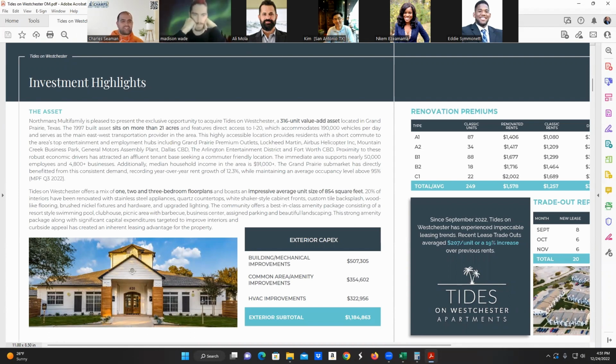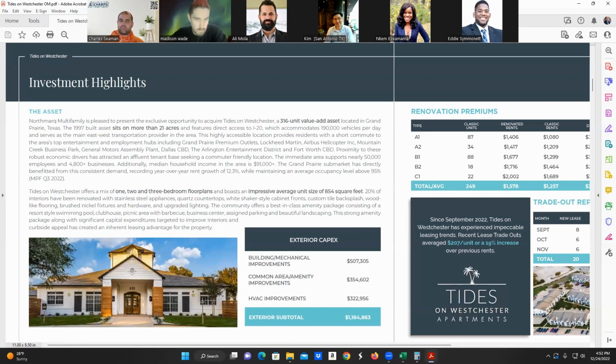Proximity to these robust economic drivers has attracted an affluent tenant base seeking a commuter-friendly location. The immediate area supports nearly 50,000 employees and 4,800 plus businesses. Additionally, median household income in the area is $91,000 plus. The Grand Prairie submarket has directly benefited from this consistent demand, recording year-over-year rent growth of 12.3% while maintaining an average occupancy level above 95%.